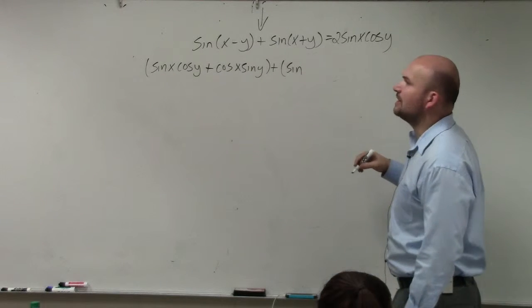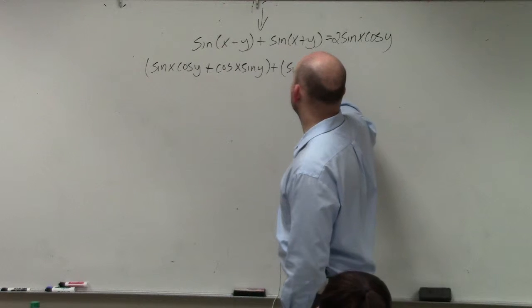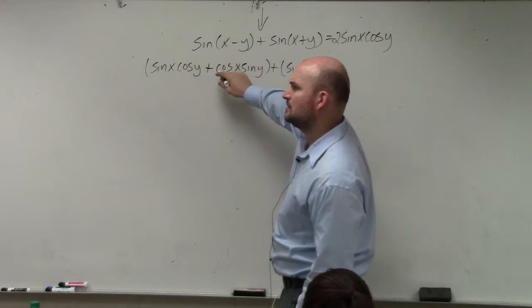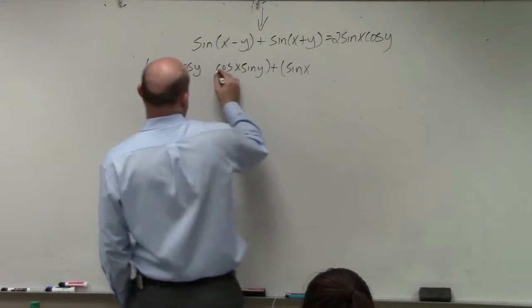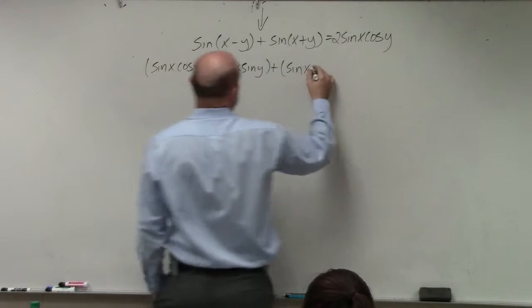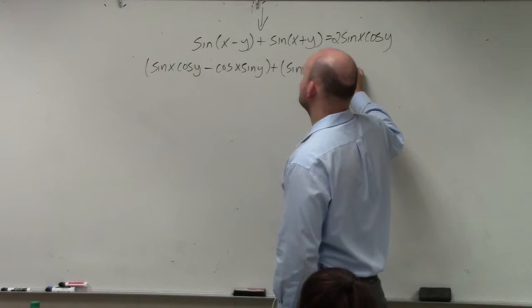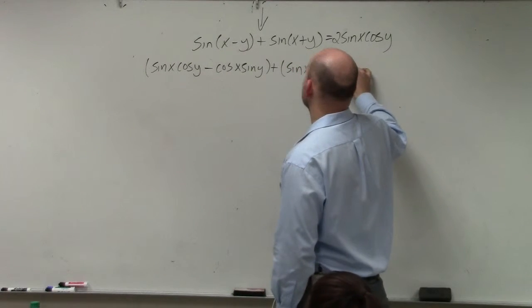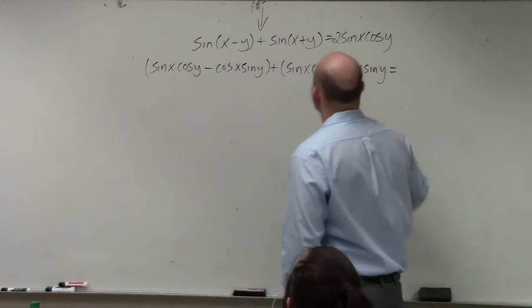And then over here, I have the sine of x. Wait, is it minus? It's cosine. It should have been plus and plus, right? It's plus and plus. Oh, that's minus. This one was plus. Oh, yeah, it is. Sorry about that.